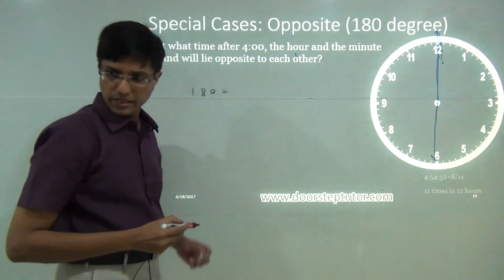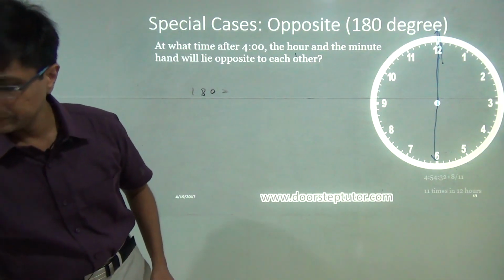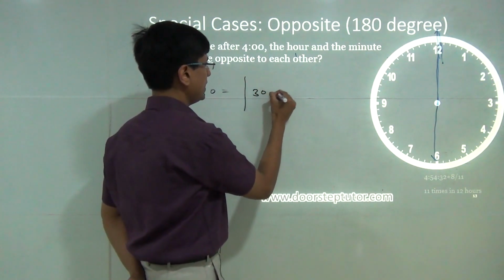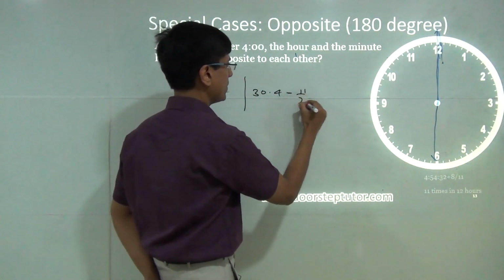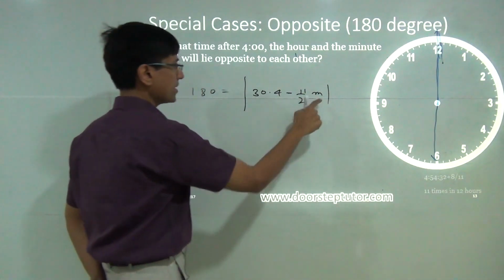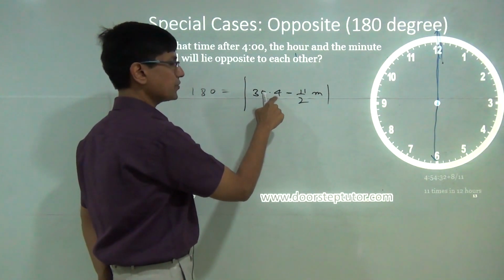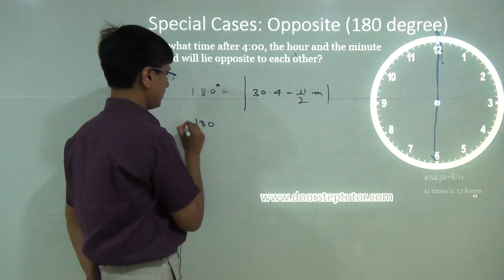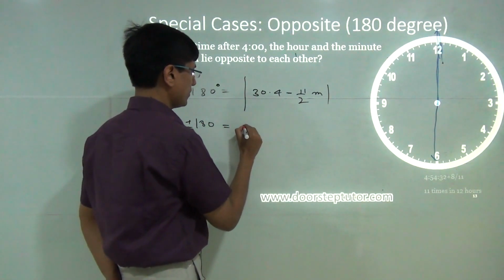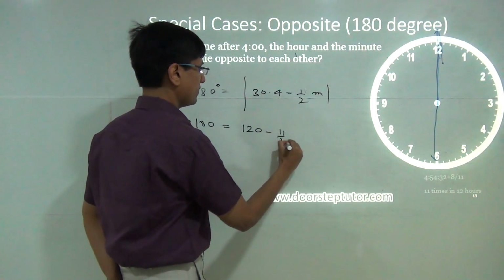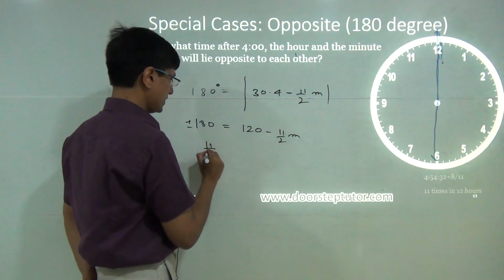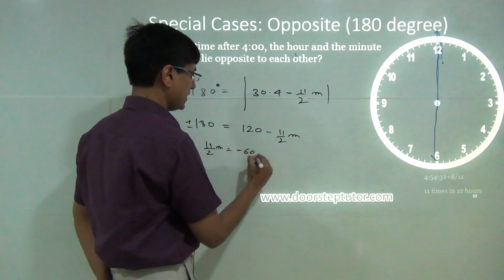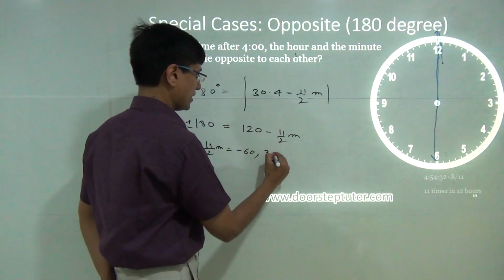180 is equal to, I will use the same formula, 30 into 4 minus 11 by 2m. I have to find out at what minute past 4 o'clock the angle would be 180 degrees. So, plus minus 180 is equal to 120 minus 11 by 2m, which means 11 by 2m becomes either minus 60 or 300. Right?